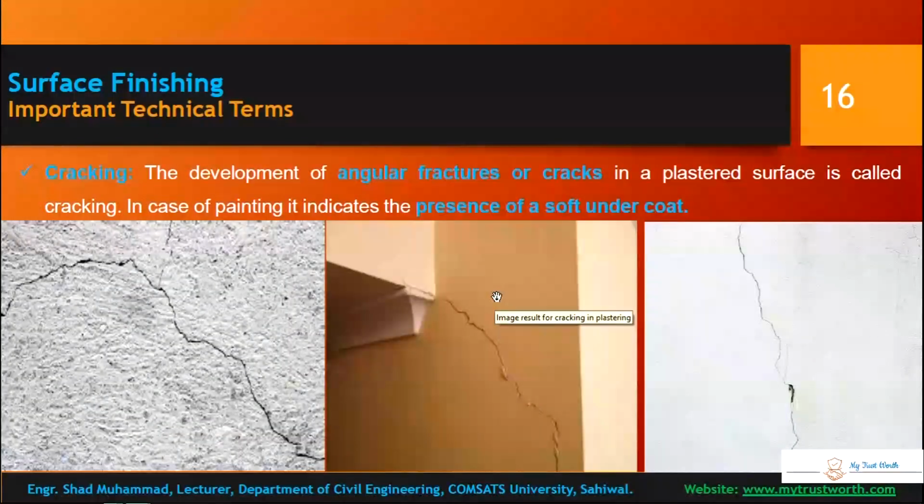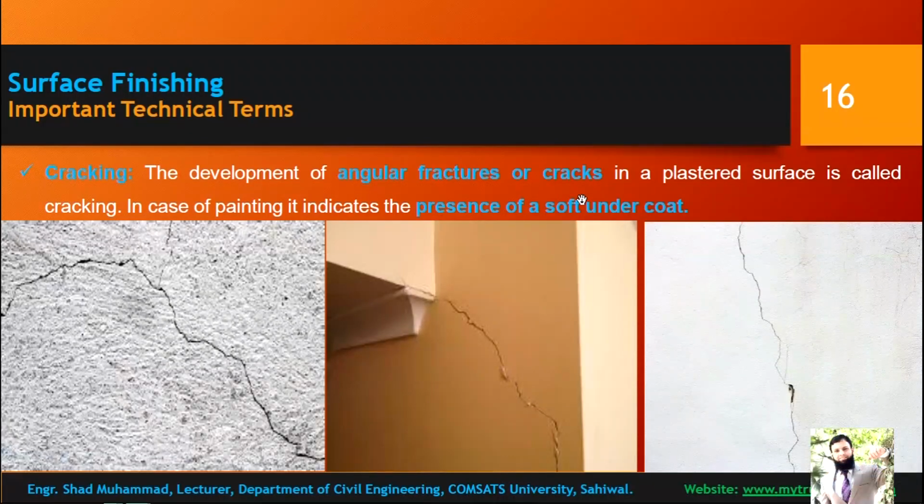All right, cracking. The development of angular fractures or cracks. This is important. They need to be angular. Why angular? If they are horizontal or vertical, then we have different terminologies for those types of cracks. The development of angular fractures or cracks in a plastered surface is called cracking. In case of painting, it indicates the presence of a soft undercoat. This is cracking.